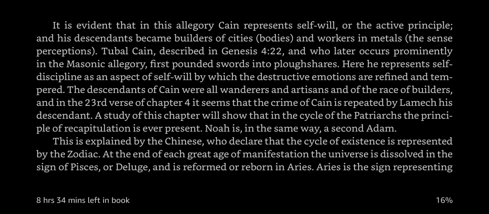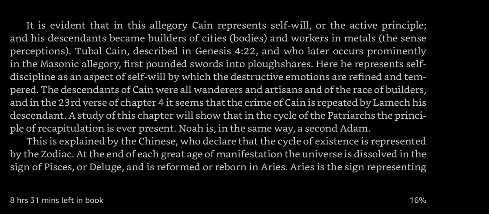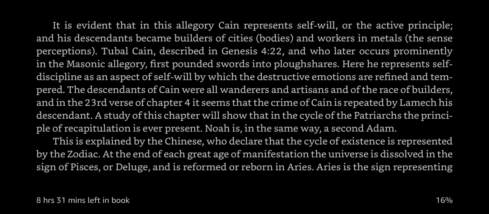It is evident that in this allegory, Cain represents self-will, or the active principle, and his descendants became the builders of cities (bodies), and workers in metals (the sense perception). So, when you see cities, when he's talking about being a builder of cities, we're talking about bodies, and when you hear the symbol metal used, we're talking about the sense perceptions. That's one level of interpretation. Tubal-Cain, described in Genesis 4:22, and who later occurs prominently in the Masonic allegory, first pounded swords into plowshares. Here he represents self-discipline as an aspect of self-will, by which the destructive emotions are refined and tempered.